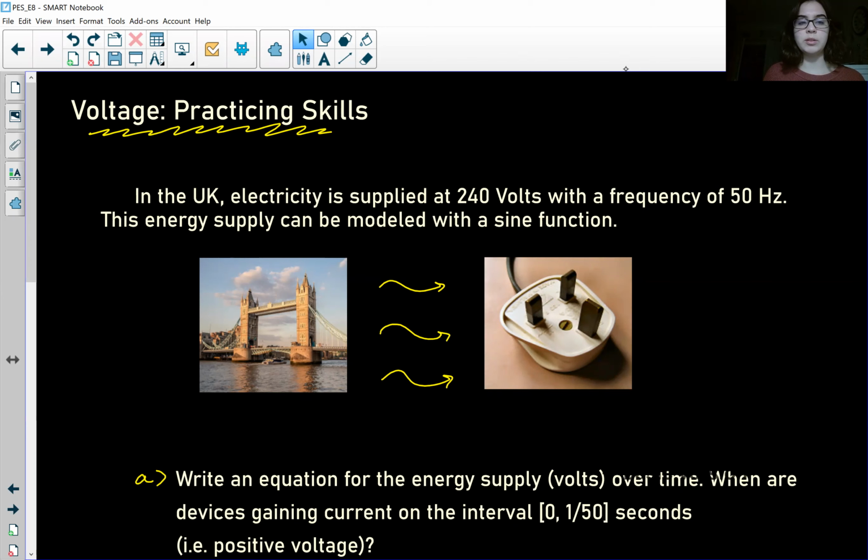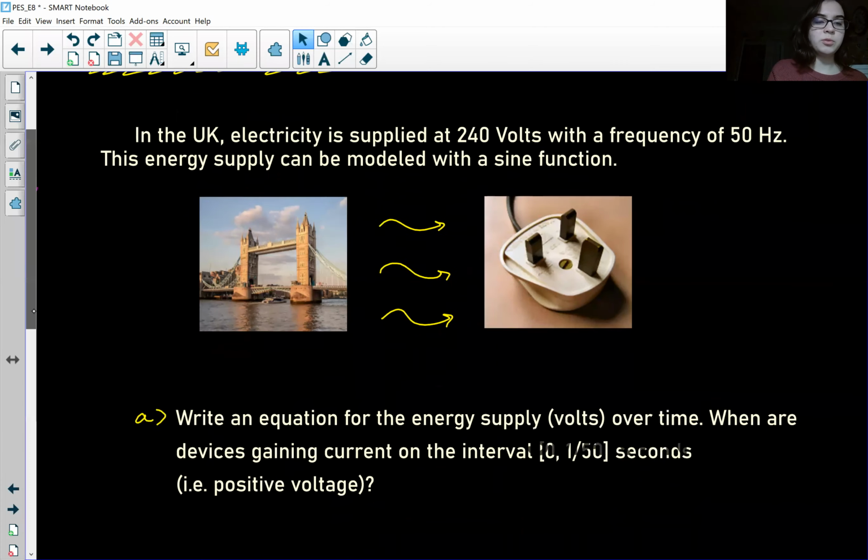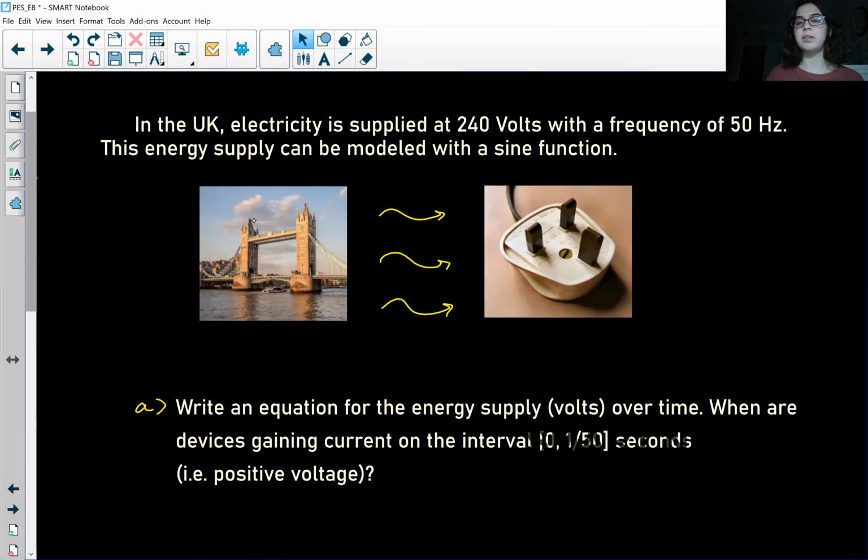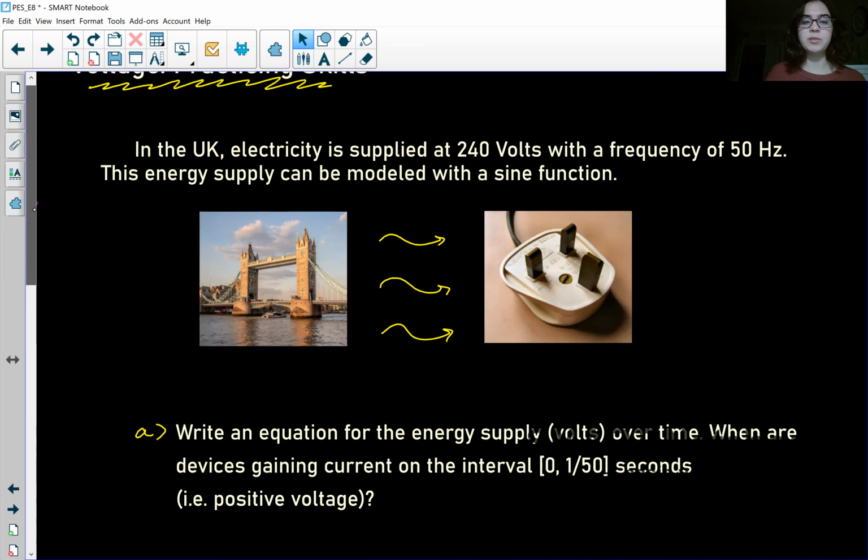Our example about voltage is just going to focus on practicing the skills that we learned in the first two examples. So I encourage you to try them on your own first and then check with me, because the problems are going to be pretty similar to what we've been doing for the past couple parts.